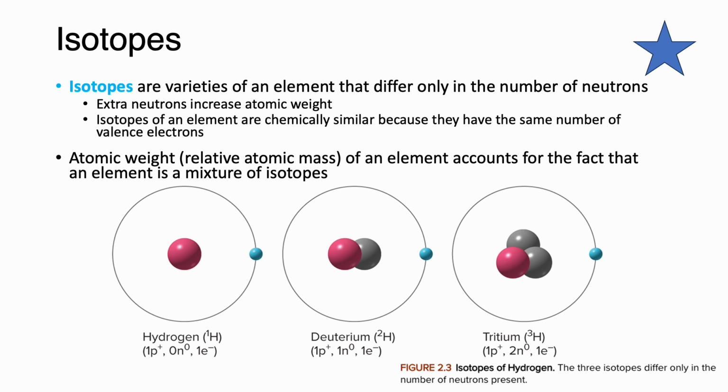Isotopes. So isotopes are varieties of an element that differ only in the number of neutrons. Where do we find our neutrons again? In the nucleus. What else do we find in the nucleus? Protons. So if we have a different number of neutrons, you will therefore also have a different atomic weight, because atomic weight depends on neutrons and protons.